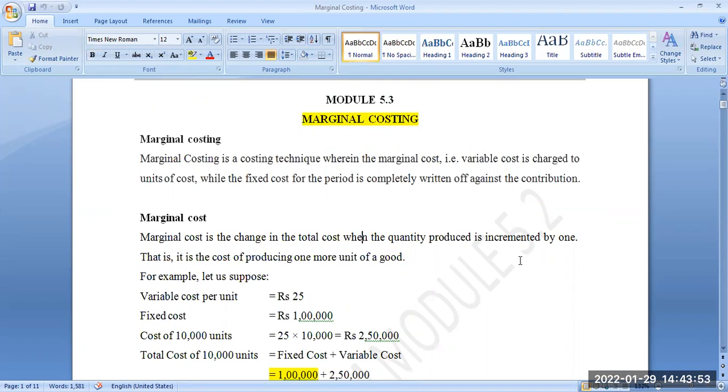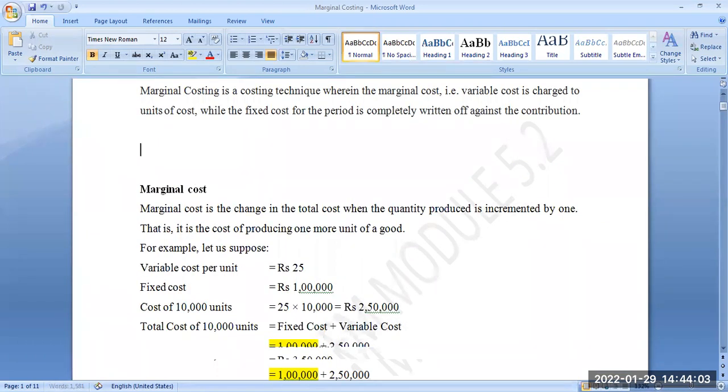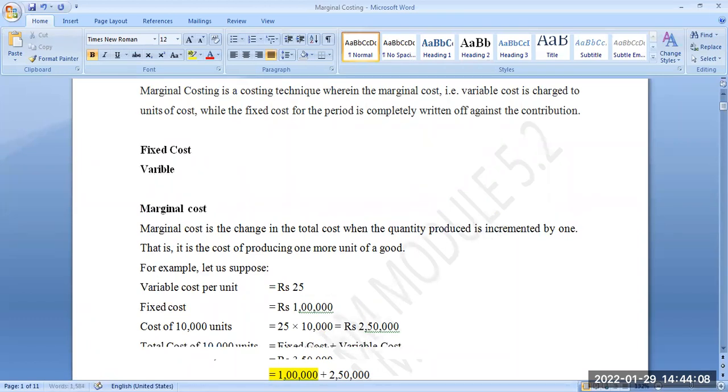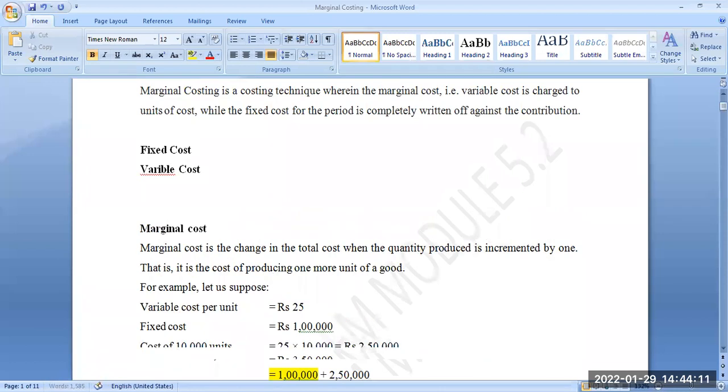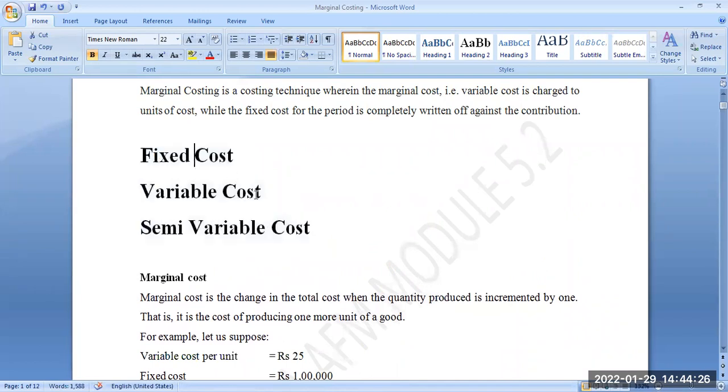In this method, we classify the cost into three categories. Under the marginal costing technique, we classify the cost into three categories. One is fixed cost. Another one is variable cost. Another one is semi-variable cost. Variable, semi-variable, and fixed cost. We classify the cost into these three categories: fixed cost, variable cost, semi-variable cost.